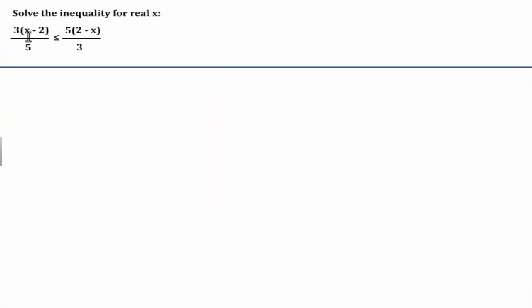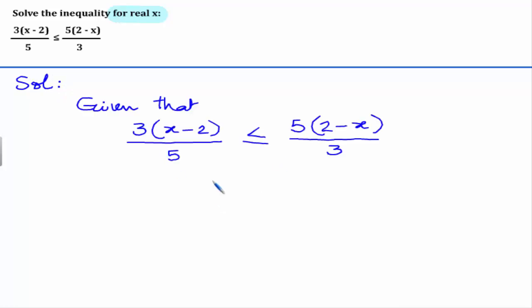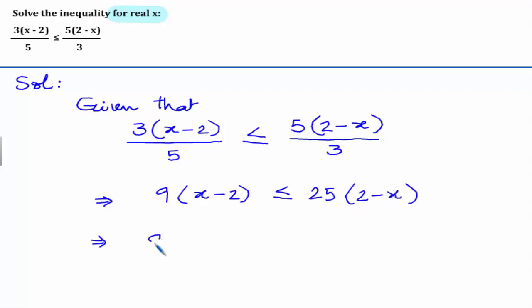In this problem, we have to solve the given inequality for the real values of x. Let us see the solution for this now. To solve this inequality, let us cross multiply. So this will be 3 into 3 is 9 into x minus 2 is less than or equal to 5 into 5 is 25 into 2 minus x. And on further simplification, we get 9x minus 18 is less than or equal to 50 minus 25x.